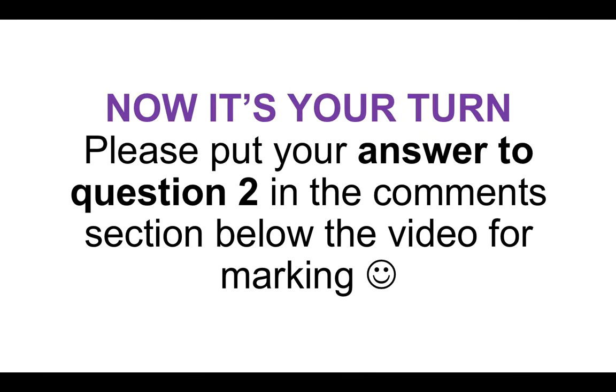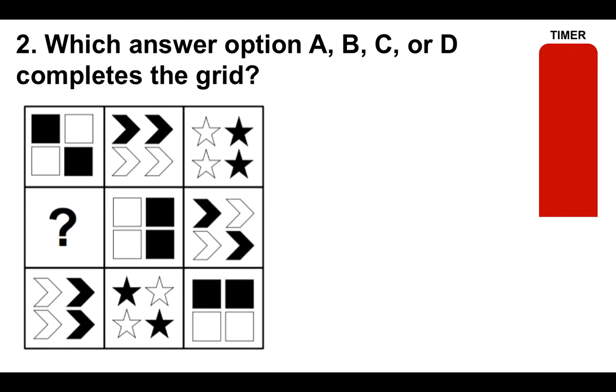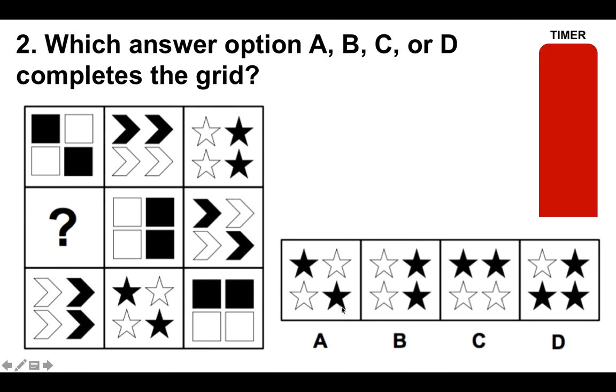I'd like you guys to try one. Now it's your turn. Please put your answer to abstract reasoning question number 2 in the comments section below the video for marking. I'll come on here each day and answer them for you. The question is, which answer option, A, B, C or D, completes the grid? There's the grid, and you have to decide what goes where the question mark is. Your answer options are A, B, C or D.